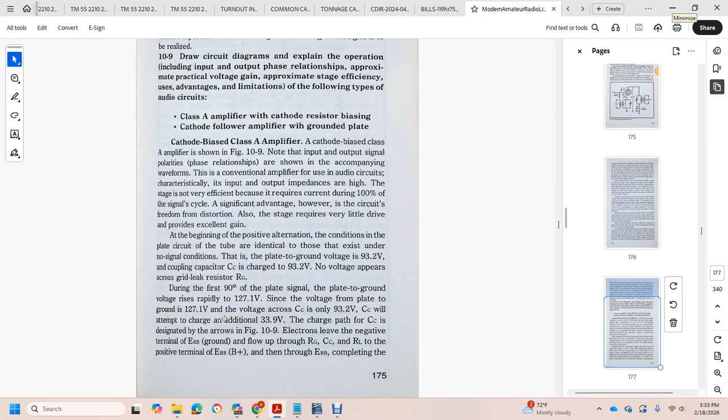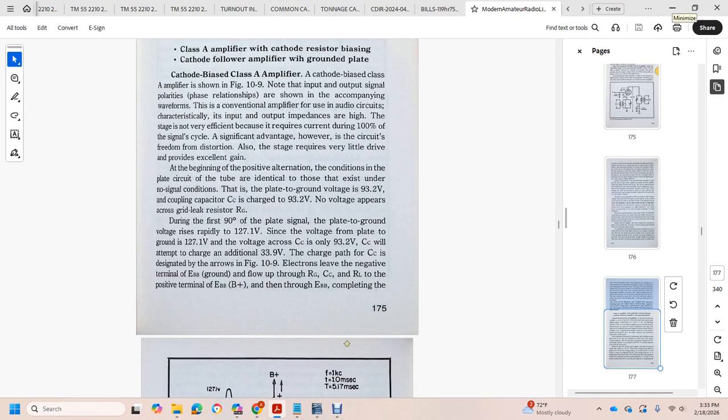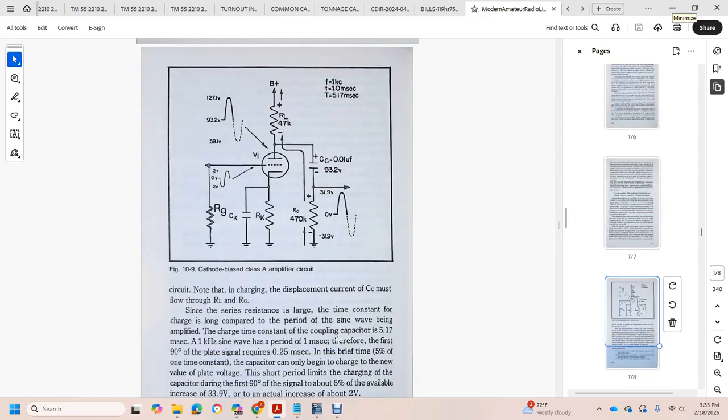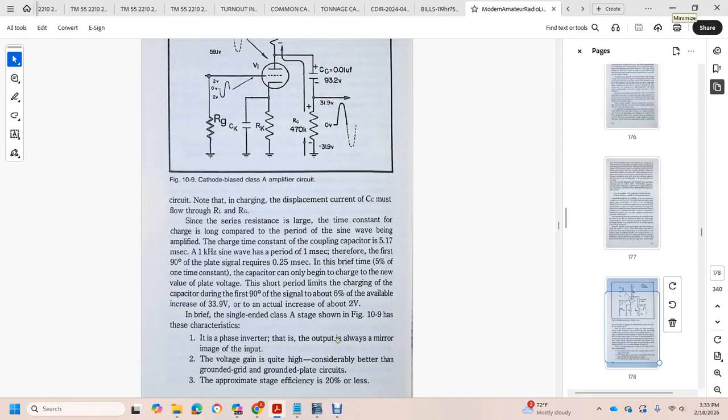The coupling capacitor attempts to charge with an additional 333.9 volts. The charge path of the coupling capacitor is designated by the arrows in figure 10.9. Electrons leave the negative terminal of the ground and flow through the grid resistor to the coupling capacitor, to the resistor, then to the positive terminal of the emitter bias, completing the circuit. Note the charging of the coupling capacitor, following the resistor and the grid resistor.